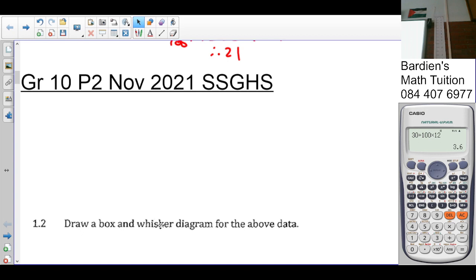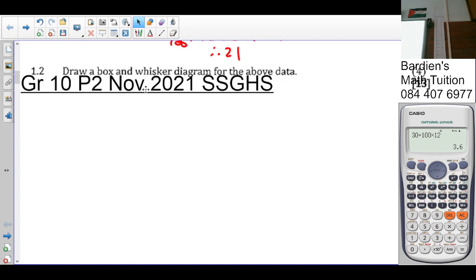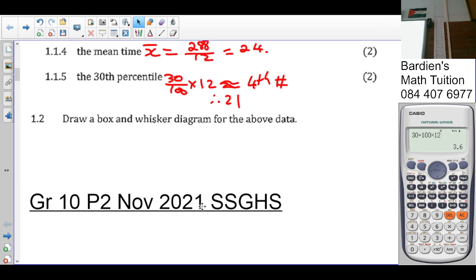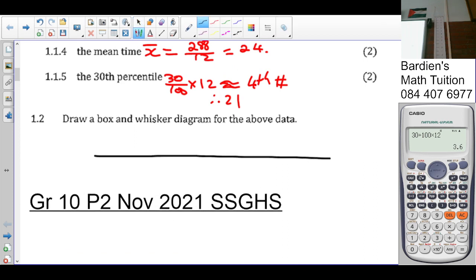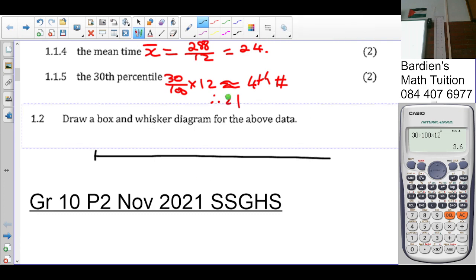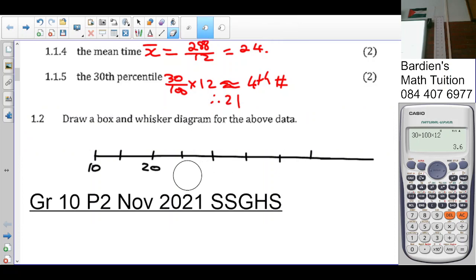Draw a box and whisker diagram. What's key for the box and whisker diagram? You need a scale. So the lowest value is 13 and the highest value is 35. So I go 10, 15, 20, 25, 30, 35, 40, 45. That's already over, so it's going to be 20. What's the highest value? 35. So I can make it a bit bigger.